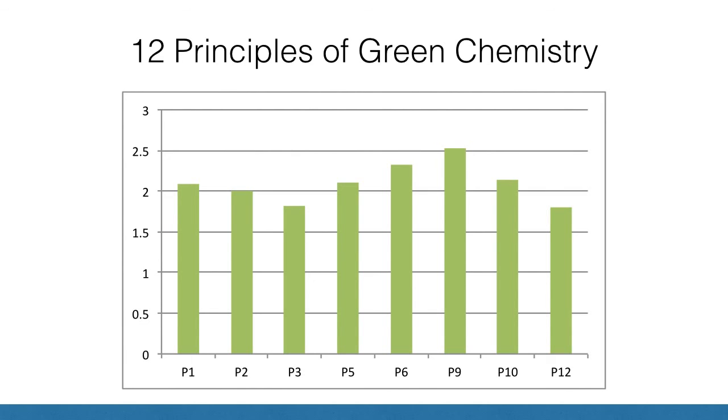The scores that are the highest, though, are P9, which is about catalysts. So we're using effective catalysts, and P6 is about energy efficiency, which is also high. That's running reactions at room temperature and atmospheric pressure. So no high temperatures and no high pressures.